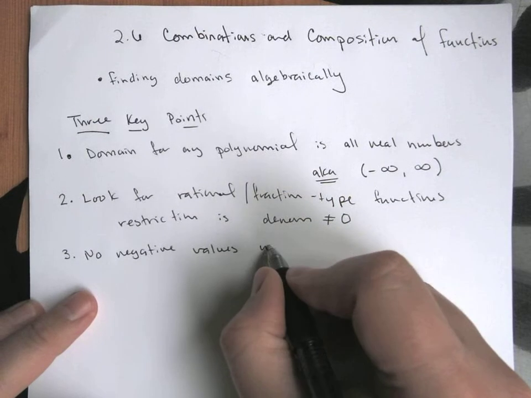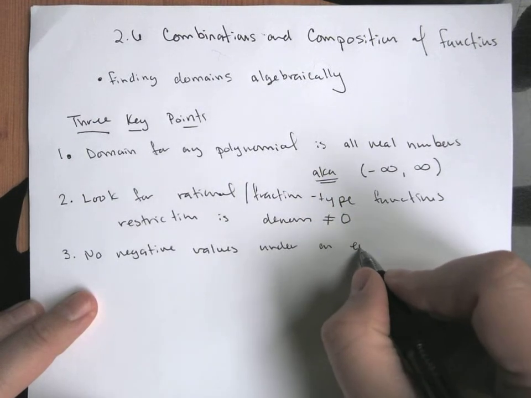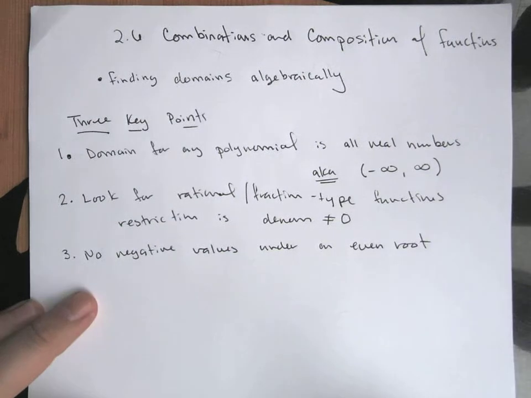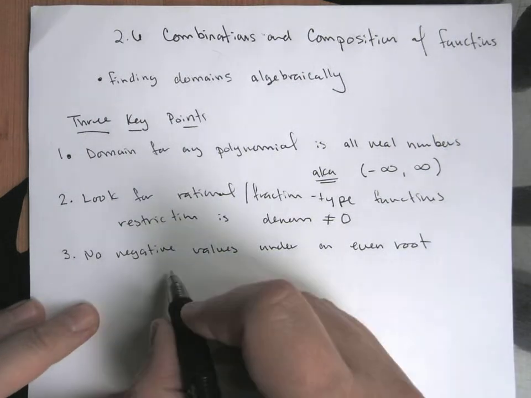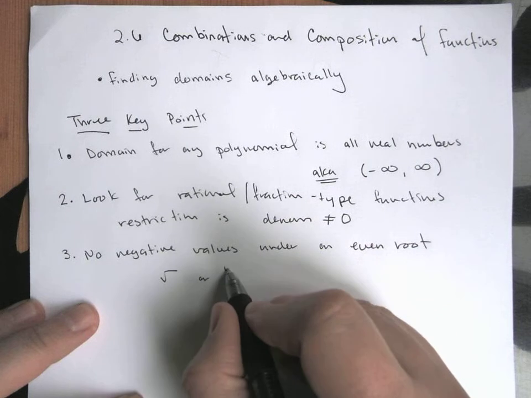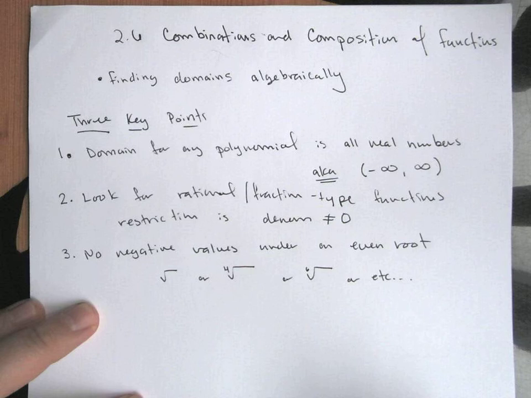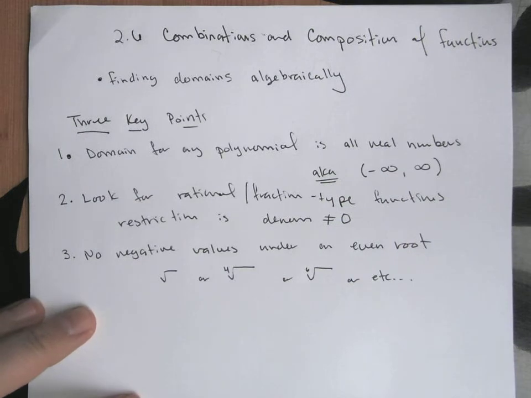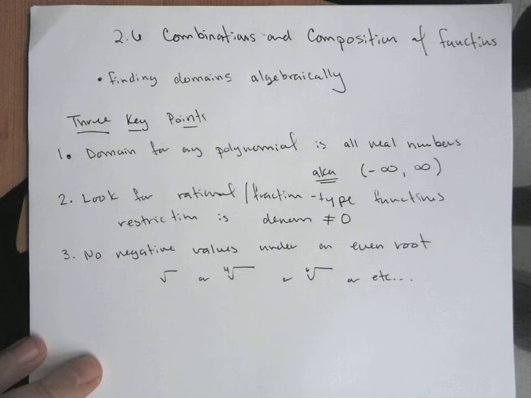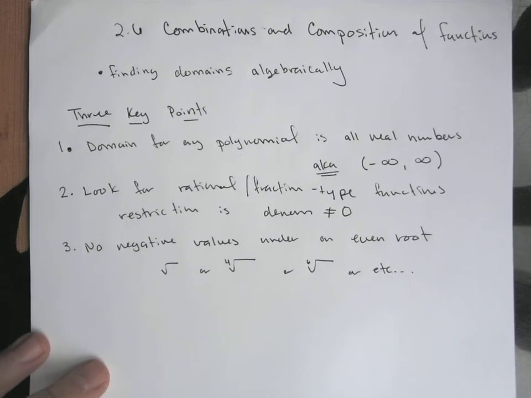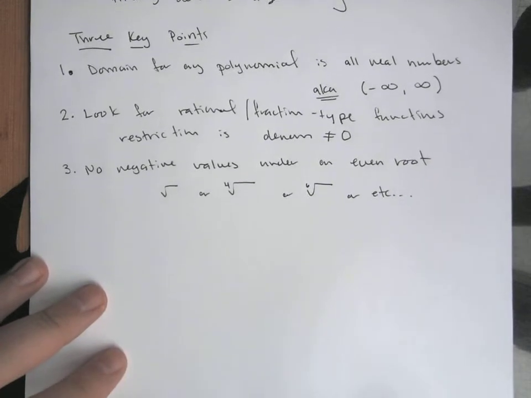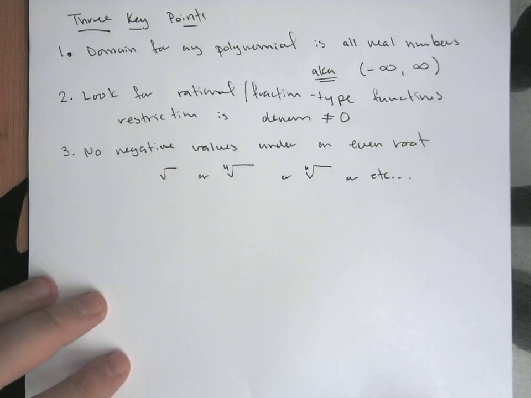The next thing is we're not allowed to have any negative values under an even root, right? So that would be square root or like 4th root or 6th root or on and on and on. So any of those even roots, we're not allowed to have a negative number under them. So if we have a root as part of our function, we just need to make sure that for the domain, we're excluding any values that would make whatever is underneath that radical negative.